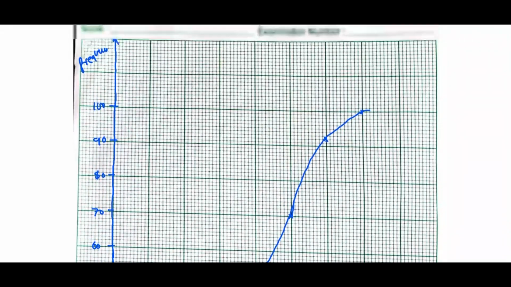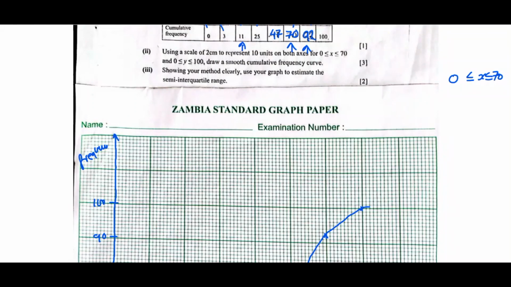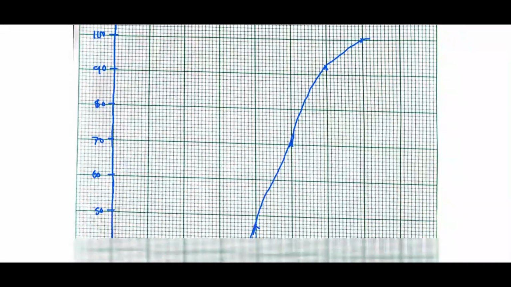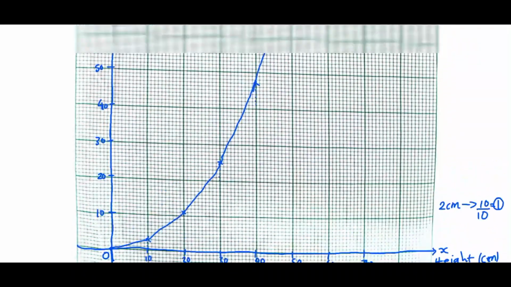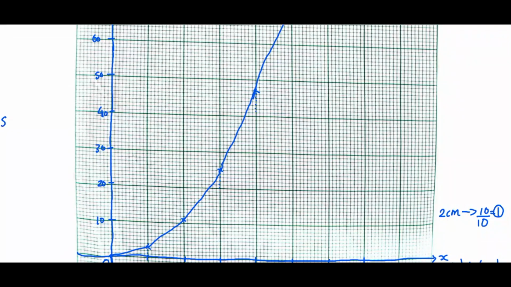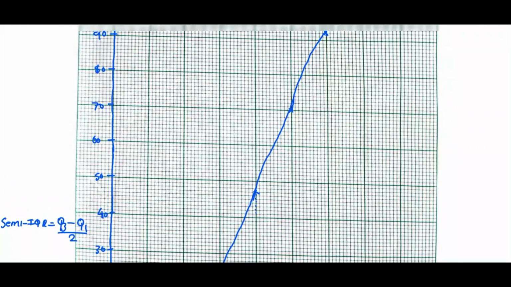Now let's look at Roman number 3. Showing your method clearly, use your graph to estimate the semi-interquartile range. For us to find the semi-interquartile range, we need to find quartile 3 and quartile 1. Then we find the average of the difference. So let's first begin by finding quartile 3.